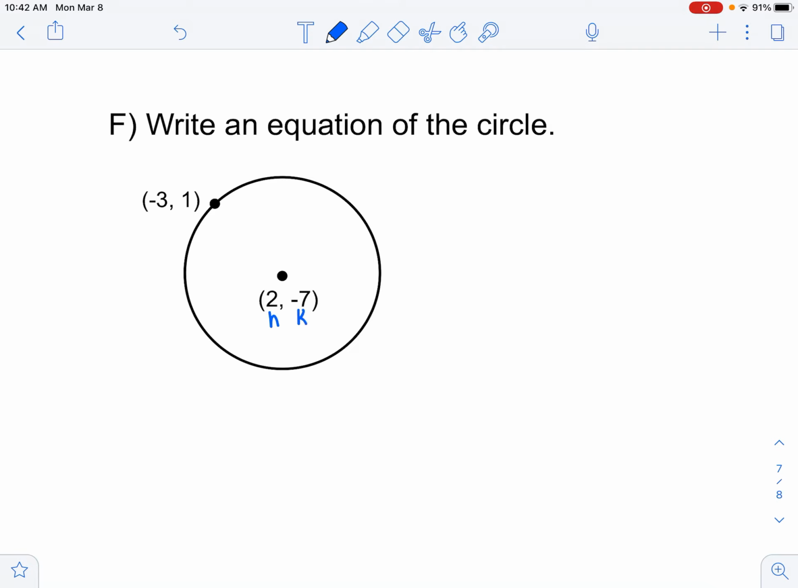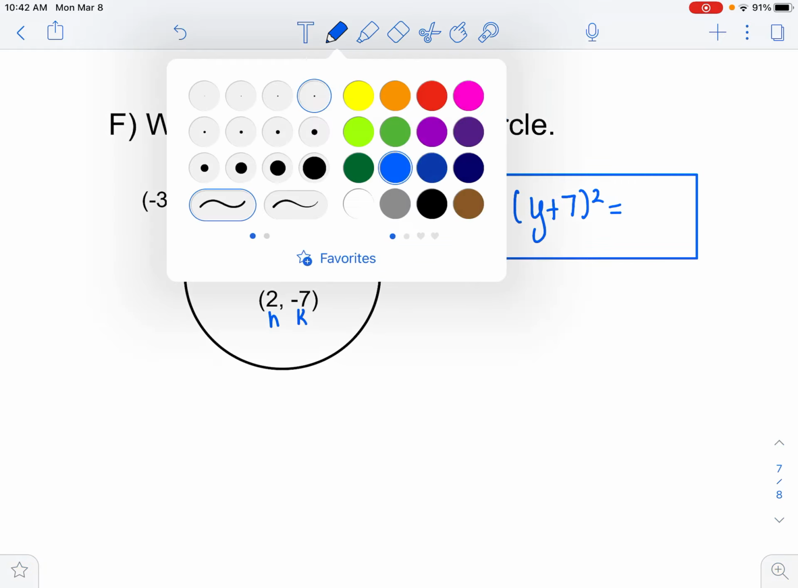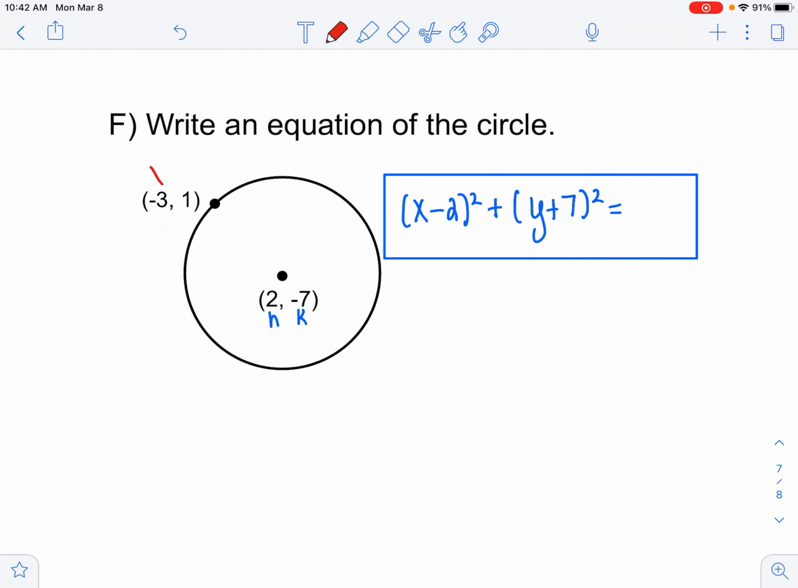This is h, this is k. X minus 2 squared plus y minus, it's a -7, so plus 7 squared equals, and I'm going to go ahead and box this because I'm almost done. I just have to get r. So remember, this is x and this is y. So I have -3 for x and then minus 2 squared. I'm just following along with this right here, plus. Then I'm doing parentheses. But now I need y, which is 1, plus 7 squared.